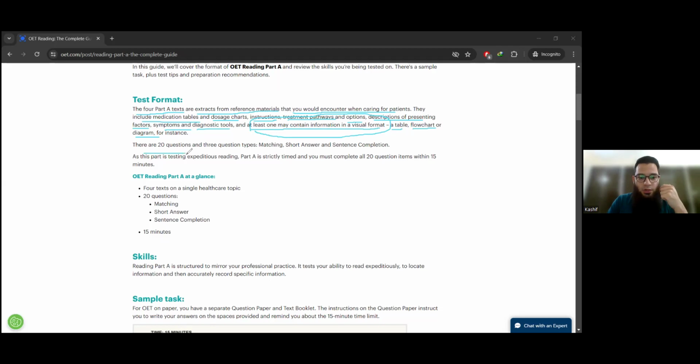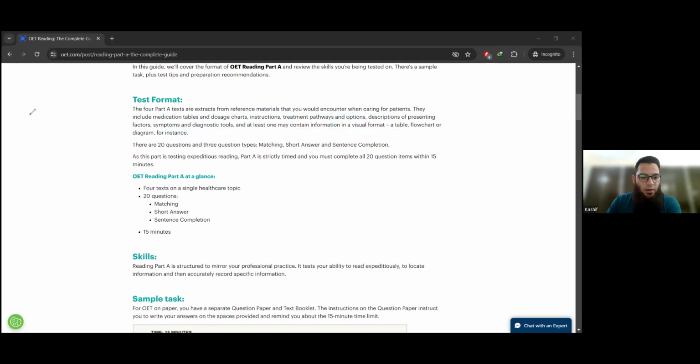There are 20 questions and three question types. The first is matching, the second is short answer, and the third is sentence completion. As this part is testing expeditious reading, Part A is strictly timed and you must complete all 20 question items within 15 minutes. See, it's 15 minutes.